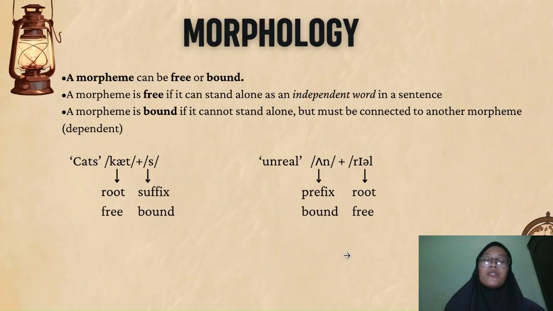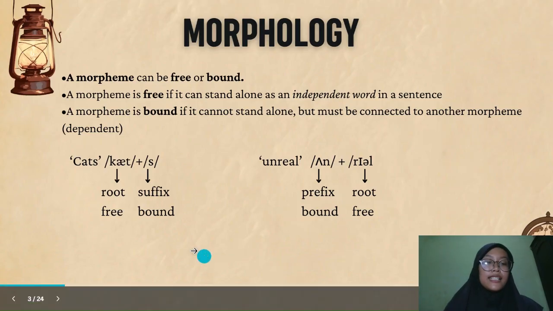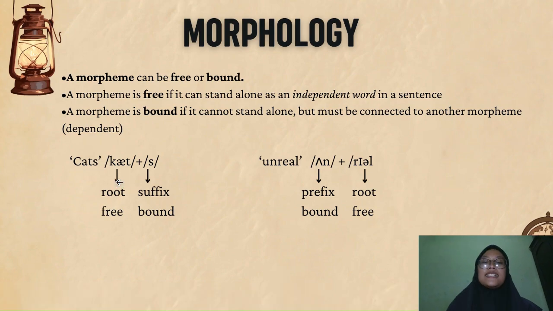Next is morphemes also can be free or bound. Free means it can stand alone as an independent word in a sentence, and bound means it cannot stand alone and must be connected to another morpheme or dependent. In the word cats, the free is cat. Cat is free because it can stand alone, and the s is bound. It cannot stand alone in a sentence. And then in unreal, real is the free one and the un is bound.